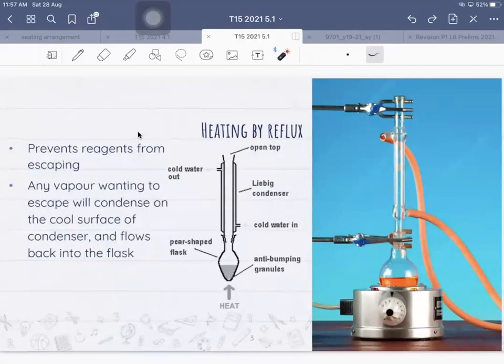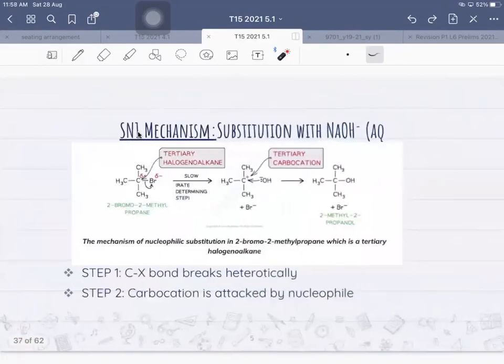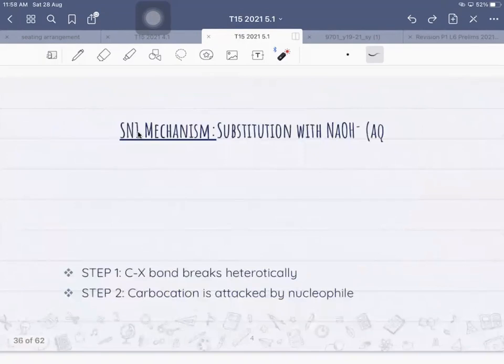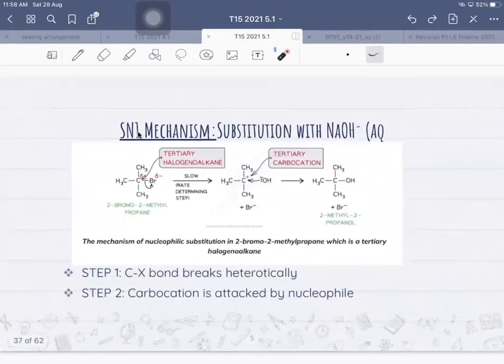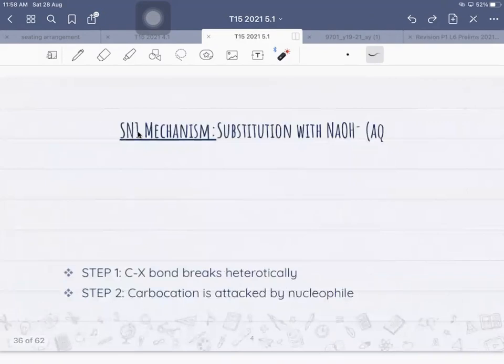Okay, so that is all for today. In the next session, remember to fill this in, the SN1 and the SN2 mechanism. You can choose any halogenoalkanes for SN1 or SN2 as long as they are the correct type. SN1 must be a tertiary halogenoalkane. SN2 must be a primary halogenoalkane. Okay, any questions before we go?